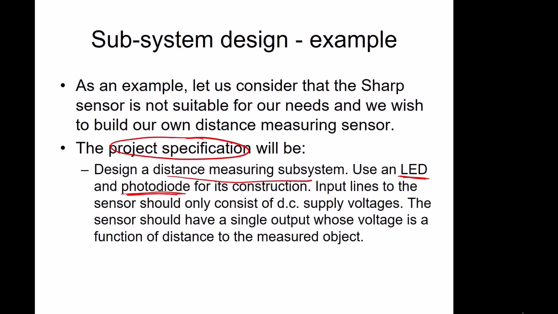As discussed in the last lecture, we've got digital alternatives to making some of this circuit. However, I'm going to specify that you're only going to have input lines of a DC voltage supply and a single output. So what I'm doing in this problem specification is essentially saying we need to build this sensor from our analog circuits. So we're not going to use a microcontroller to make life easier for ourselves.